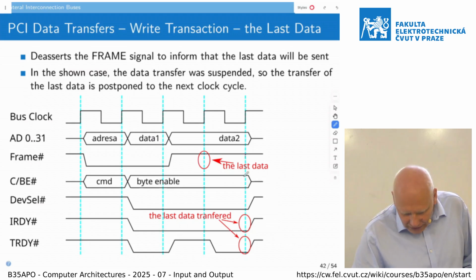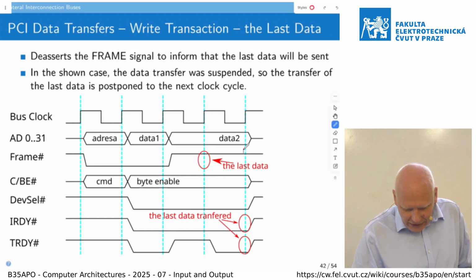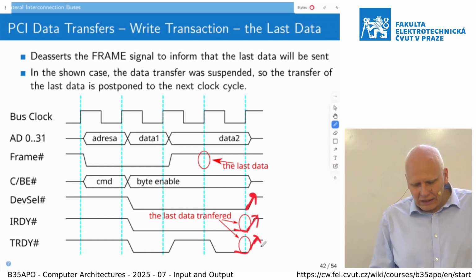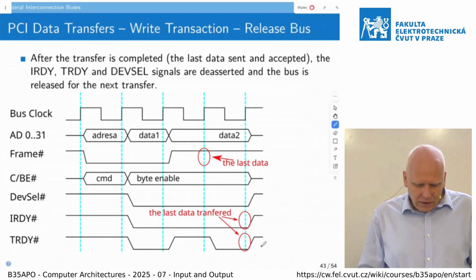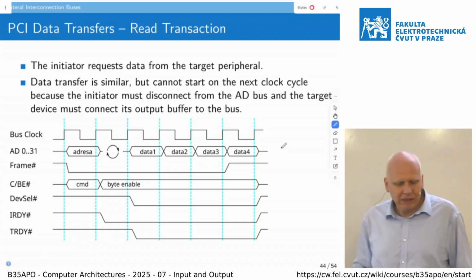So it is that last transaction, and at this moment, when the device samples the frame signal at 1 during the state where both sides are ready, then it knows that it is the last word transfer. It deasserts the DEVSEL, and the rest of the signals are left in the inactive state. And this is the release of the bus, which is basically what I have already said. But you have it all in the slides.